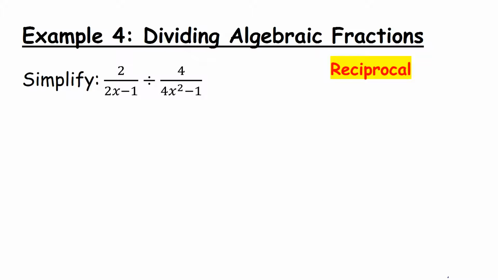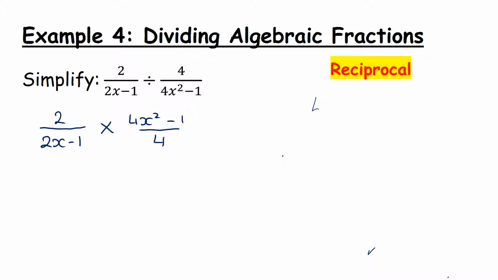So I'm just going to get rid of that there. In this example, we're dividing by 4 over 4x squared minus 1. So we're going to use the reciprocal. What this becomes straight away is 2x minus 1 multiplied by 4x squared minus 1 over 4. Now, it becomes much easier because we can now use our rules of multiplication, multiply across the top line, multiply across the bottom line. Like in the last example though, it might be better for us to do a little bit of factorization first.